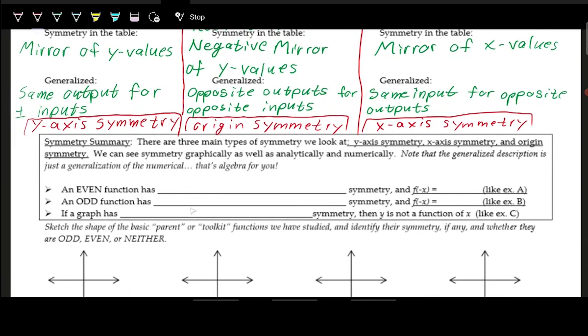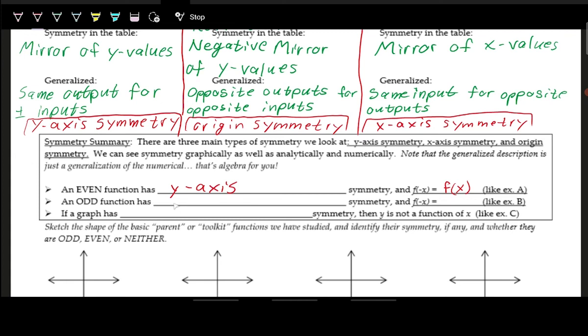So an even function has y-axis symmetry. And to write that out in terms of an equation, it's kind of what we saw in the tables or in the generalization. If you plug in a negative x value, you get out the same thing as if you plugged in the positive x value. So if you plug in some positive number, x, you get out the same exact thing as if you plugged in the negative number, x. So if you plug in 1, you get the same thing as if you plugged in negative 1.